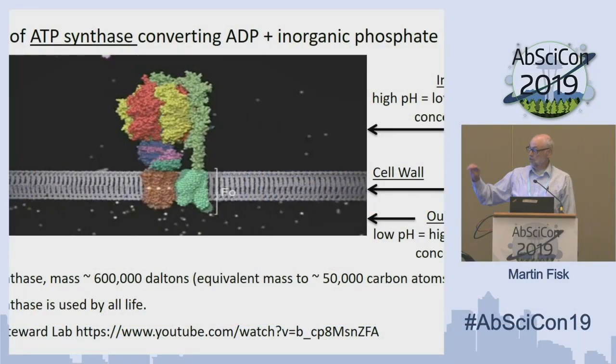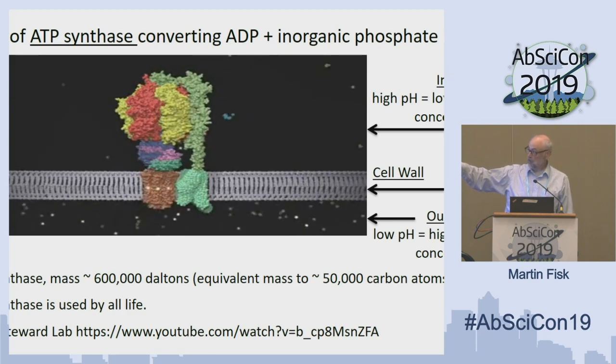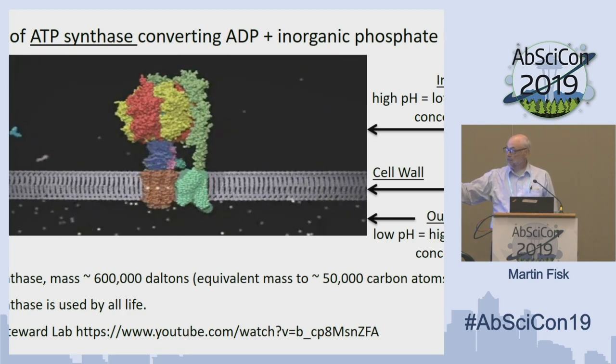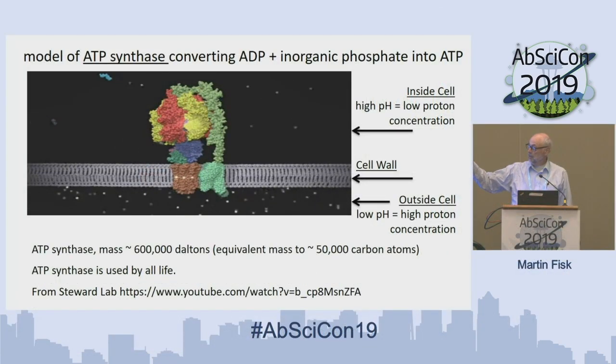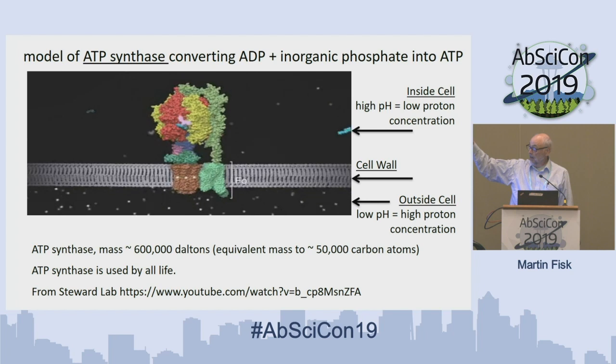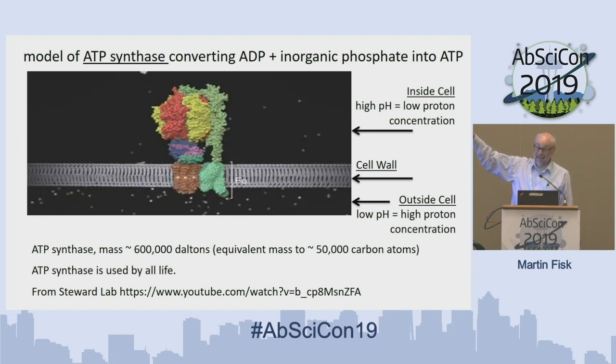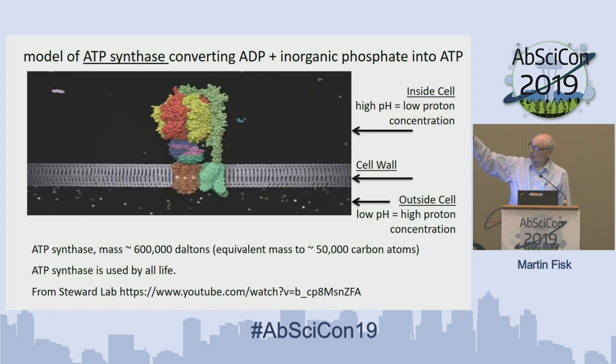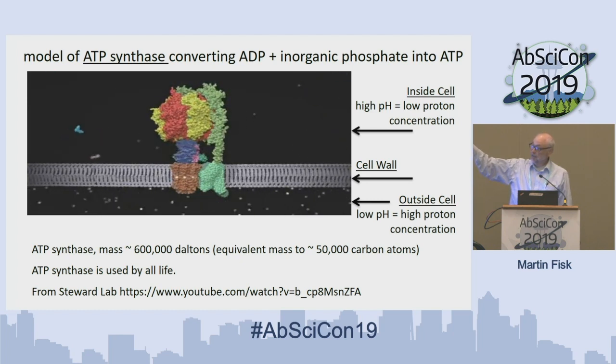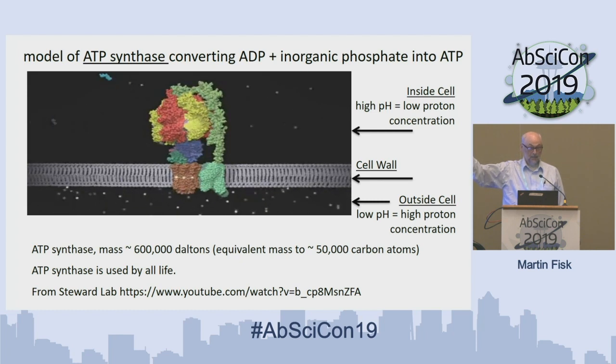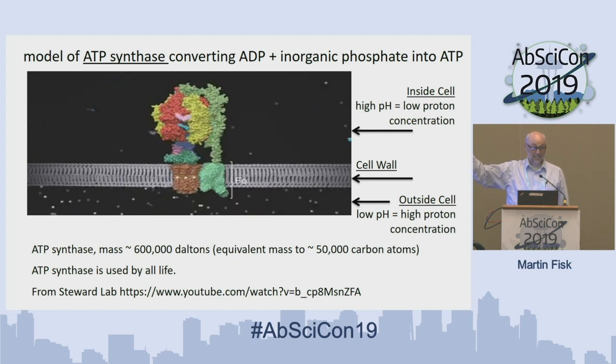So what you're looking at is ATP synthase. It's a huge molecule, equivalent mass of 50,000 carbon atoms. It sits in the wall of cells, and it takes protons, which are concentrated at the bottom in this picture. They rotate the stem, and they change the conformation of the top. ADP and phosphate are in this more dilute solution. They get captured by the rotating molecule, and it produces an ATP.